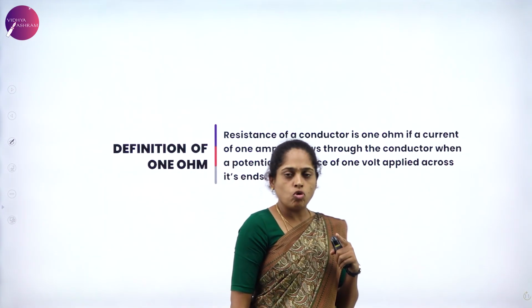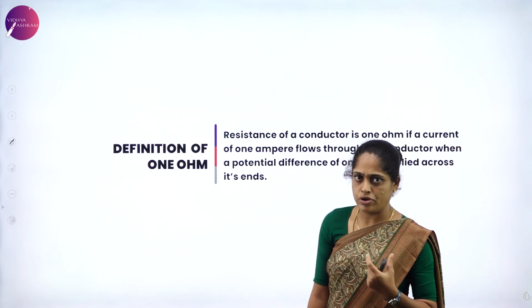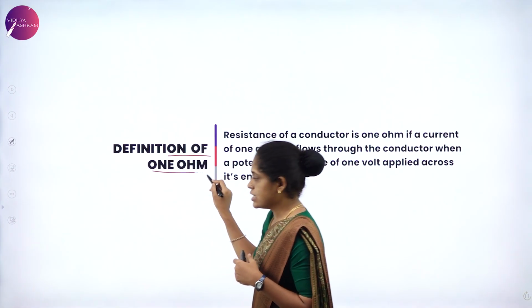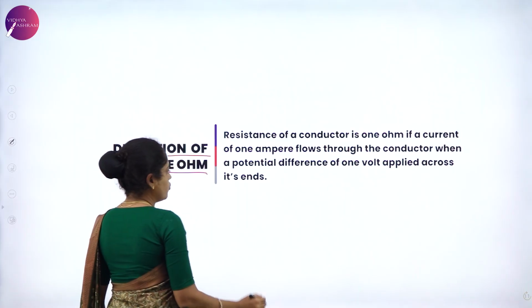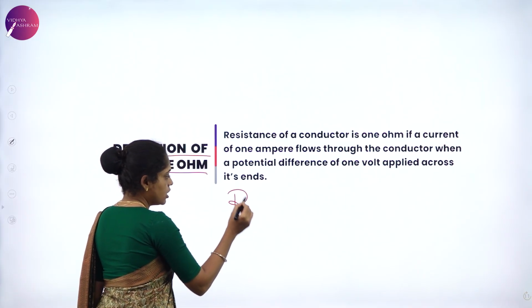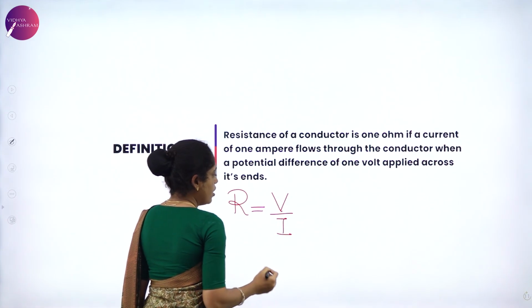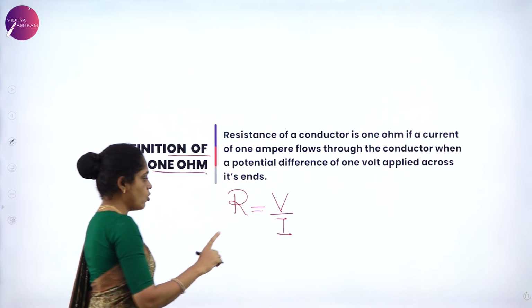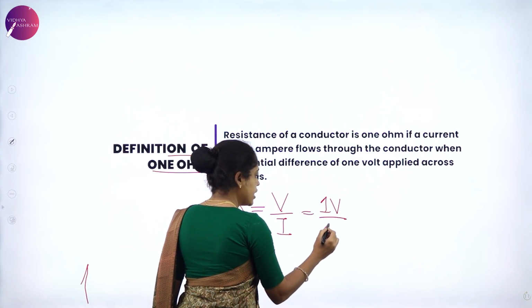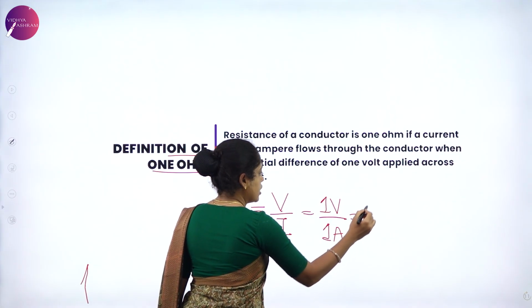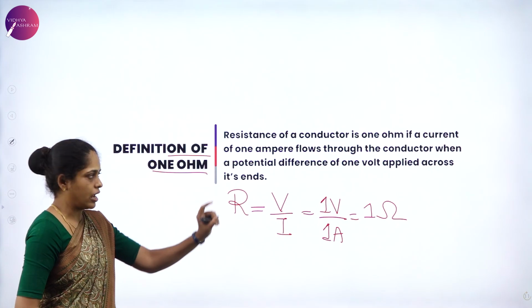Then define 1 ohm. After defining a quantity, we have to define its SI unit. Now let us define its SI unit, that is 1 ohm. To define this SI unit, let us consider the formula R is equal to V by I. When the potential difference is 1 volt and the current is 1 ampere, then the resistance is said to be 1 ohm. Same you have to include in the statement.